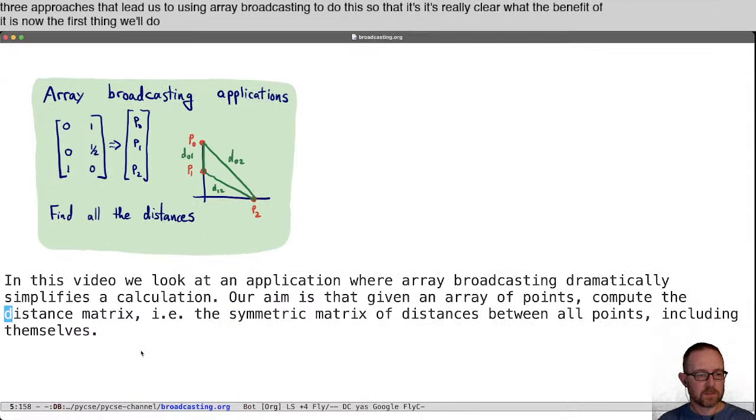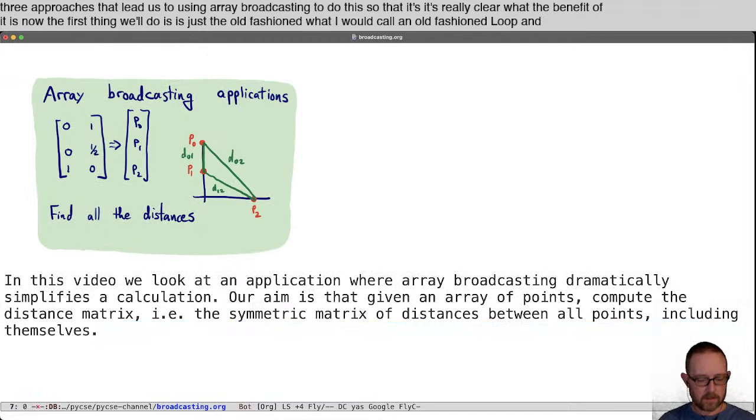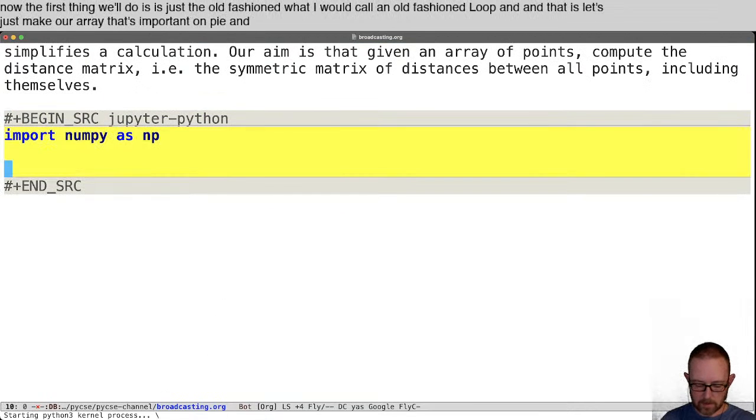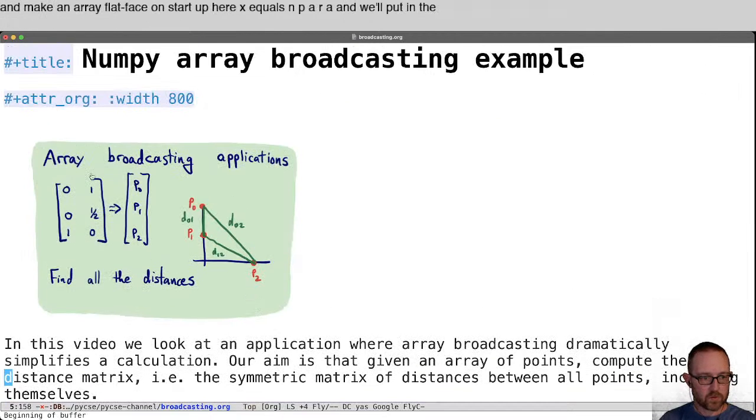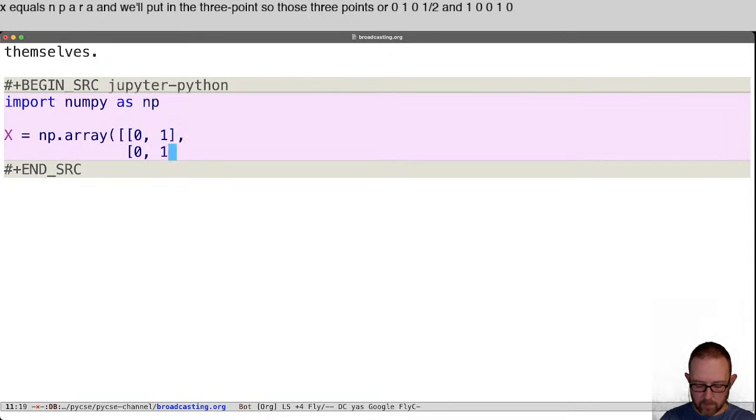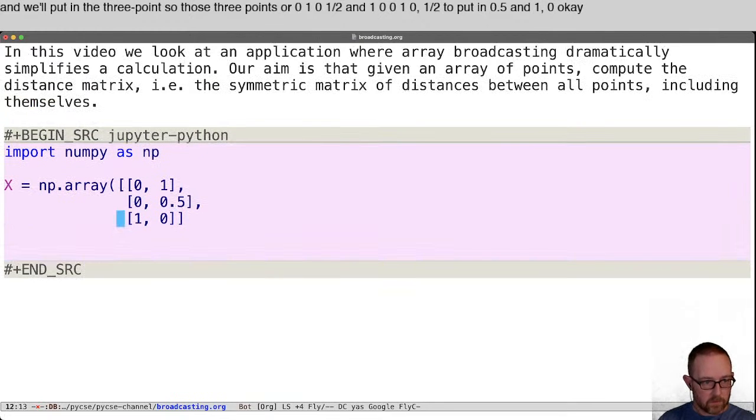Now, the first thing we'll do is just what I would call an old-fashioned loop. And that is, let's just make our array. Let's import NumPy, and make an array. Let's let Python start up here. x equals np.array, and we'll put in the 3 points. So those 3 points are (0, 1), (0, 0.5), and (1, 0). Okay, and then we have to close this.